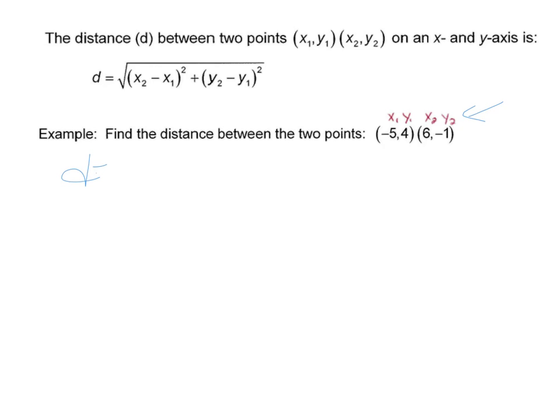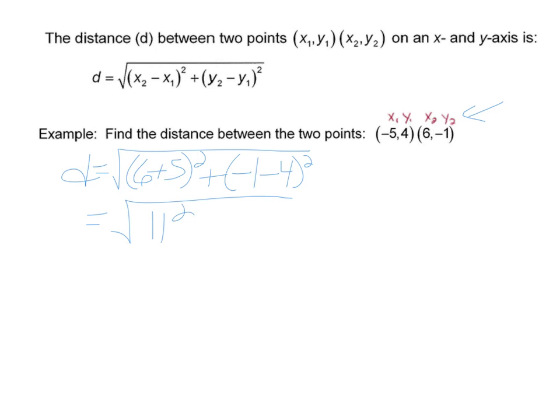Then my distance equals square root of, and filling in, x2 is 6, minus x1. x1 is -5, so we have minus a minus, which would be plus 5, and that's all squared. Plus y2 is -1, minus y1 is 4, and that's all squared. So 6 plus 5 is 11, and that's squared. And -1 minus 4 is -5, which is still squared.